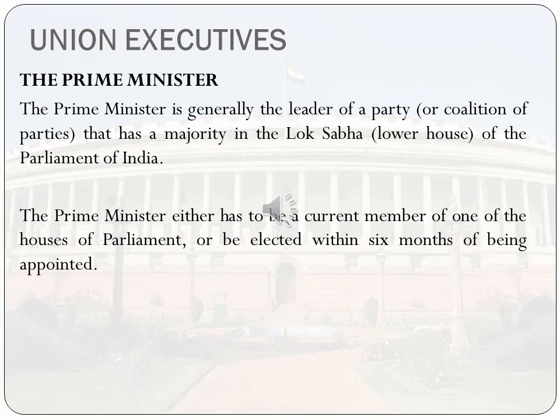The next office is the office of the Prime Minister. So the Prime Minister is generally the leader of the party or the coalition parties that has the majority in the Lok Sabha, that is the lower house of the Parliament of India. And the Prime Minister has to be a current member of either one of the houses, that is either Rajya Sabha or the Lok Sabha, or be elected within 6 months of being appointed as the Prime Minister.